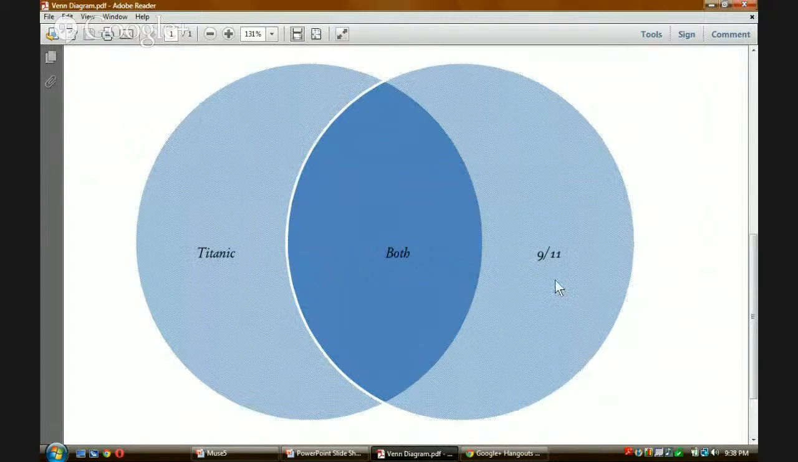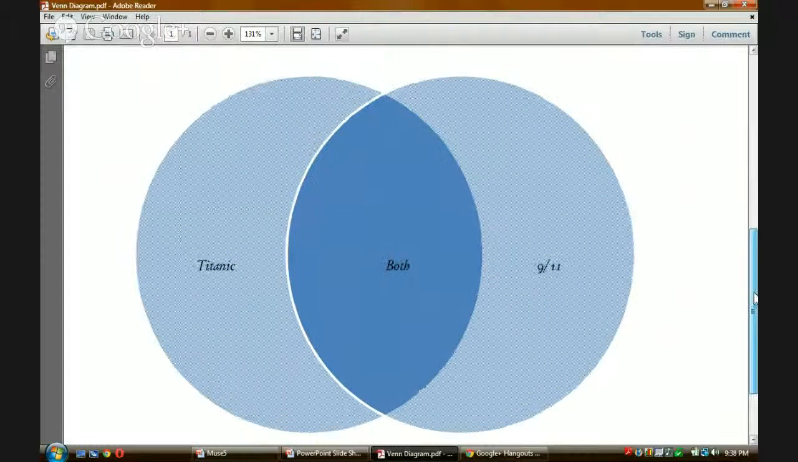9/11 heroes. Remember, this week we are comparing these two groups of heroes, and comparing means finding ways that they are similar, ways that the Titanic heroes are like the 9/11 heroes. So I'm not sure what kind of words you have on your Venn diagram. Maybe you have mainly concrete observations. Maybe you have lots of heroes aboard the Titanic and lots of heroes on 9/11. Well, that's more on that concrete observation level.